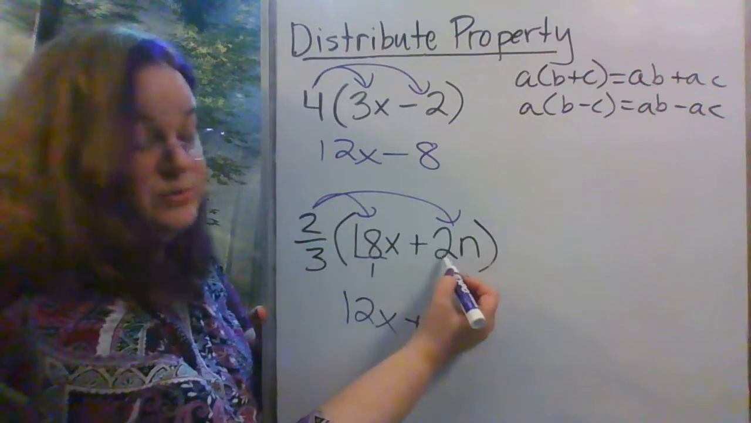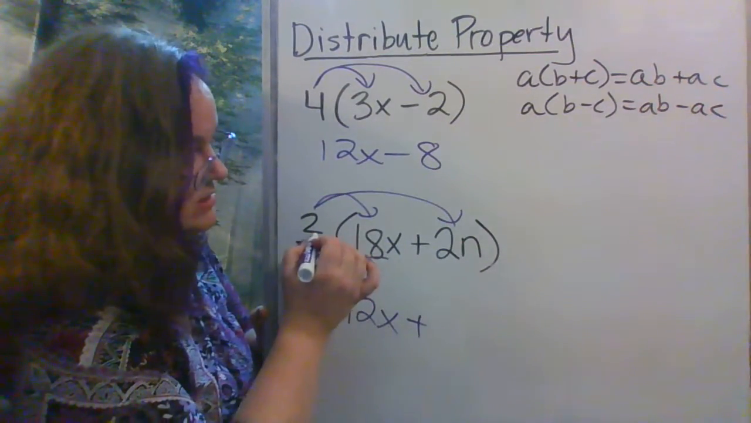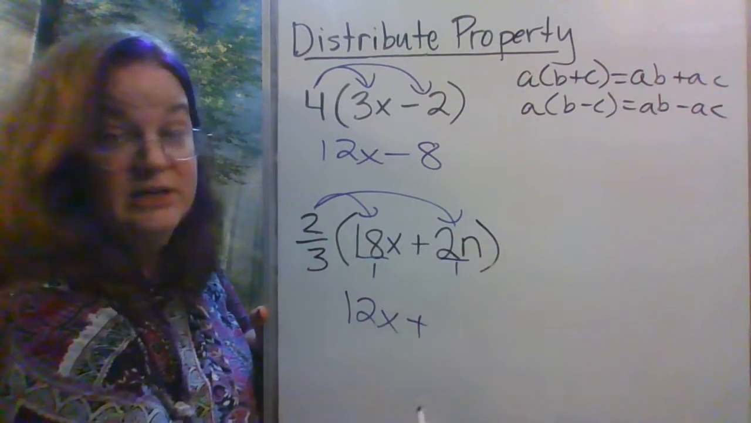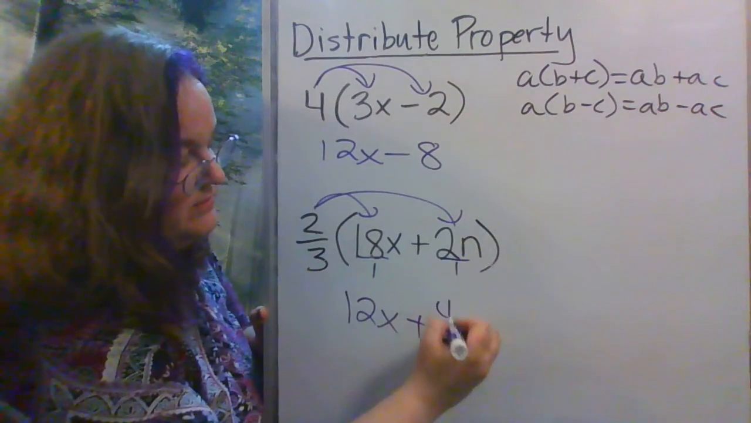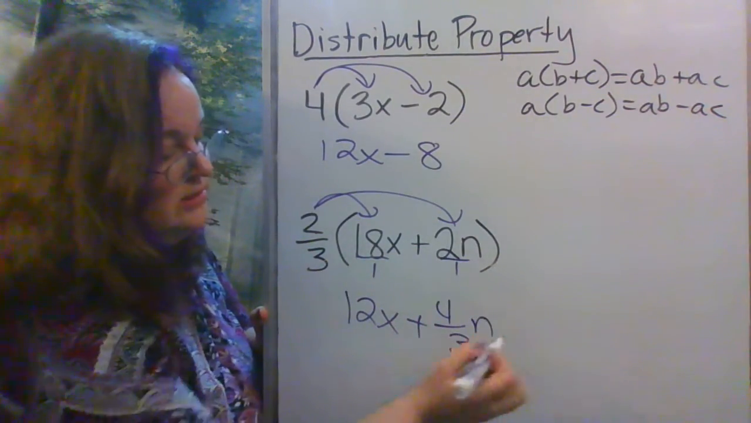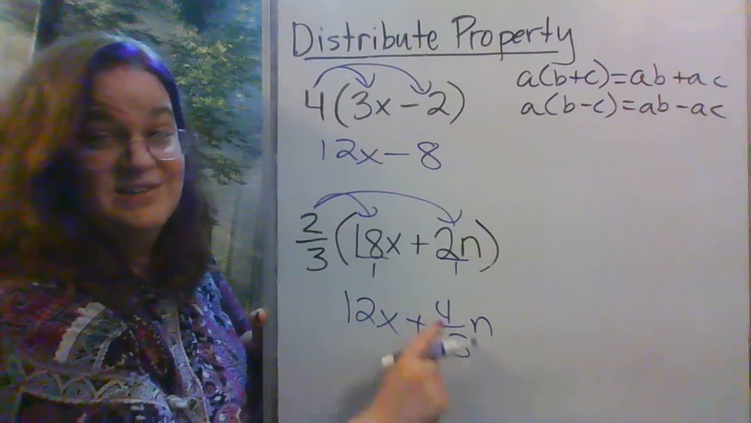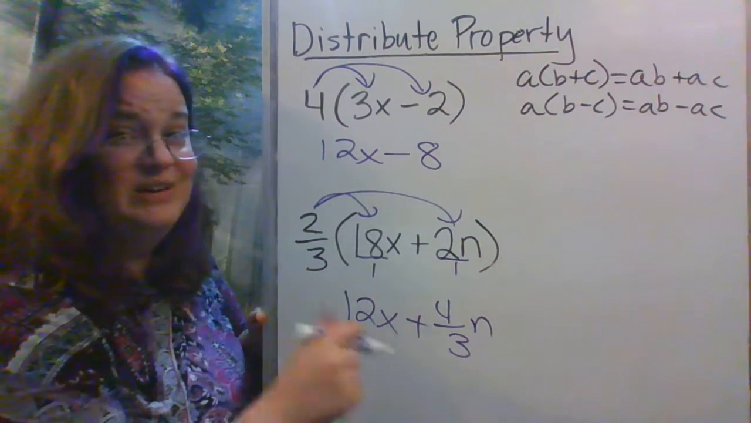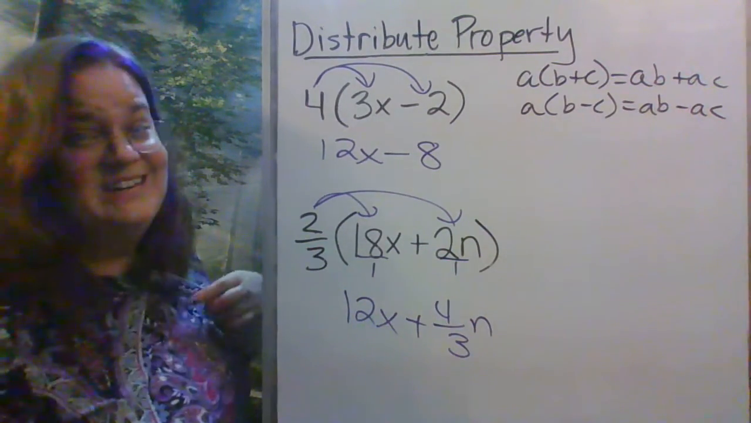Here, the denominator 3 doesn't go into 2 evenly, so I definitely want to do 2 times 2 is 4, and I'm going to leave it as 4/3 times n, because this doesn't divide evenly. And you definitely want to leave it like that instead of a repeating decimal.